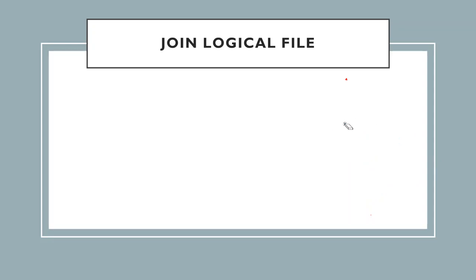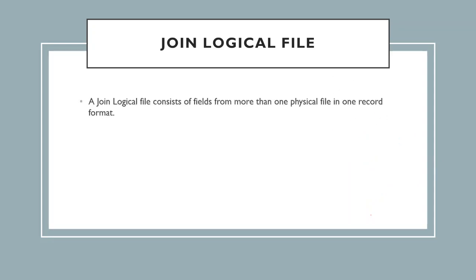So let's see the bullet points about this. A join logical file consists of fields from more than one physical file in one record format. Here also you have one record format. You don't have multi-record format in the join logical file. So a join logical file can only have one record format.